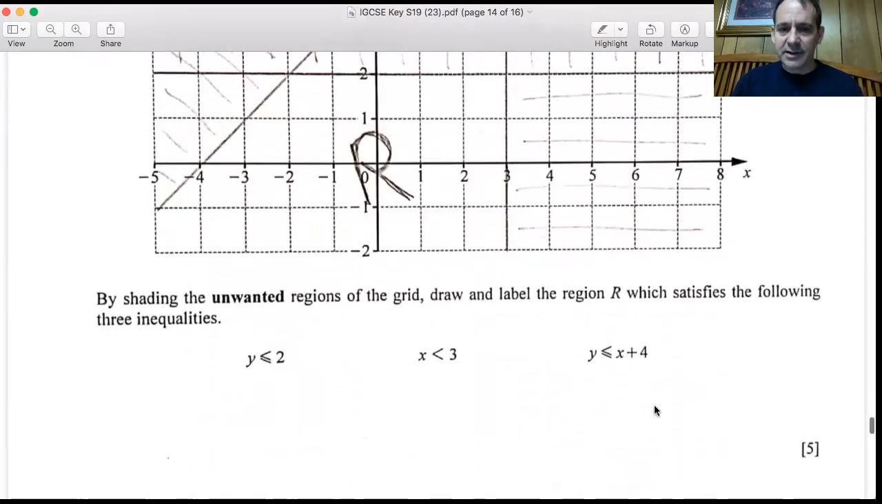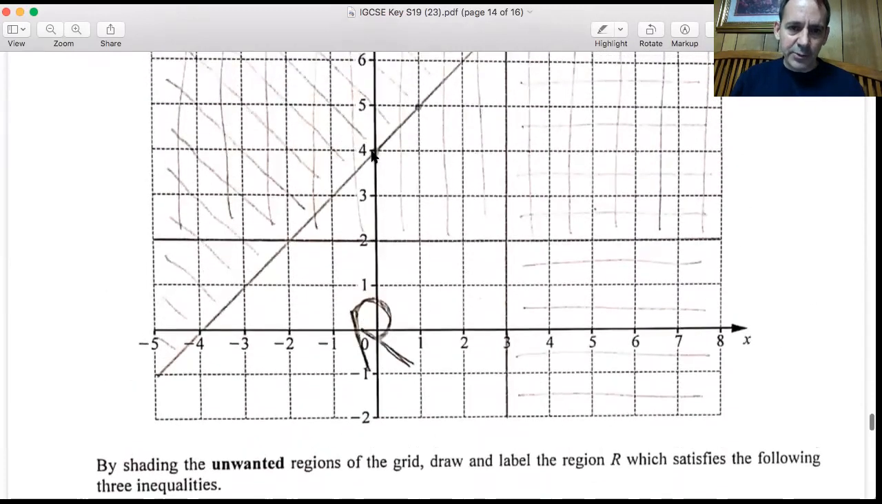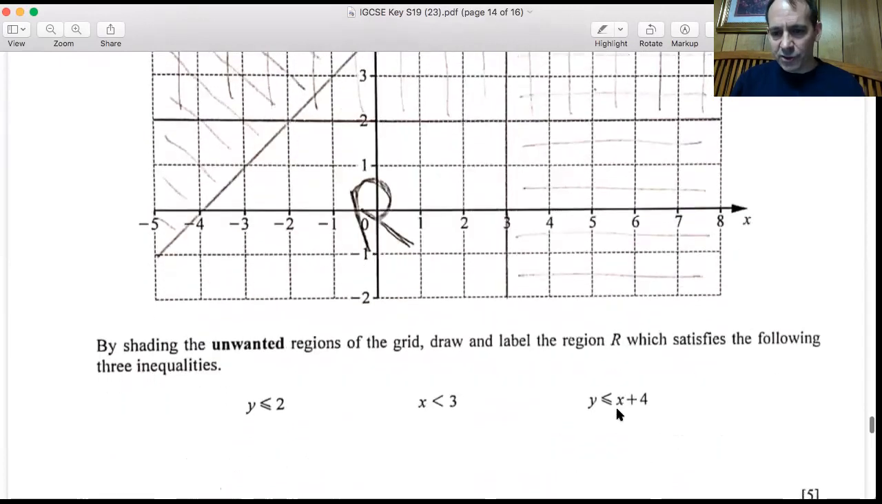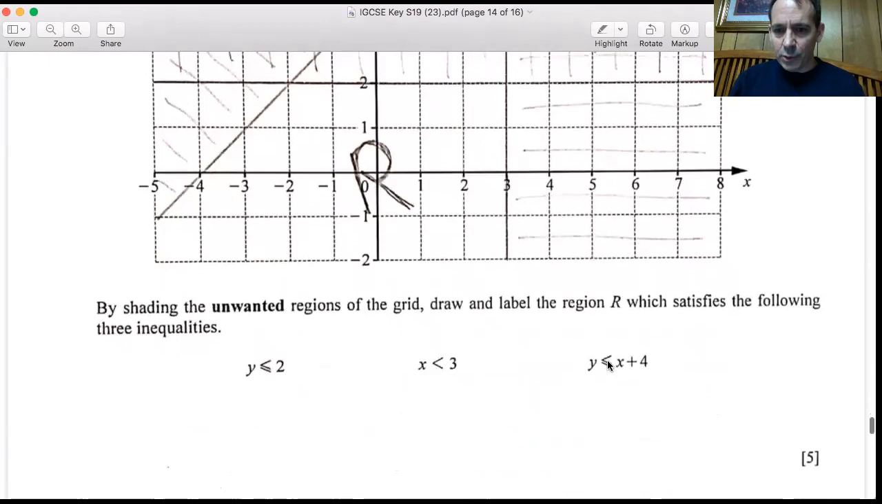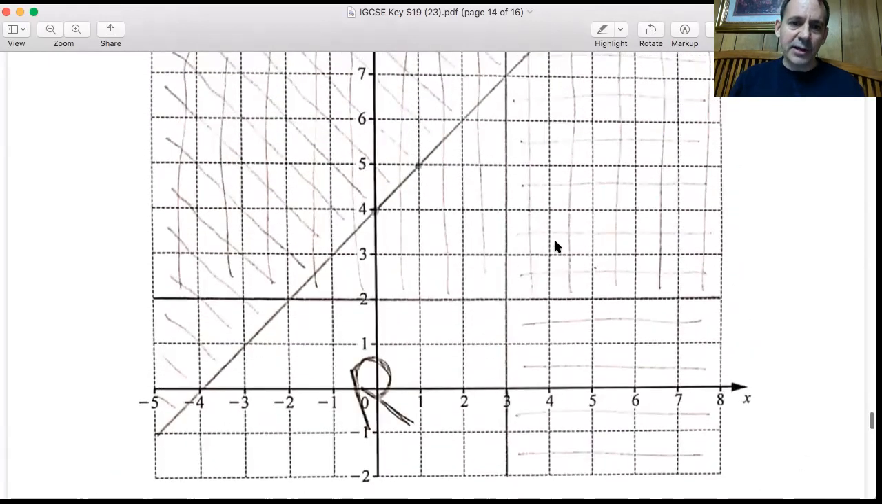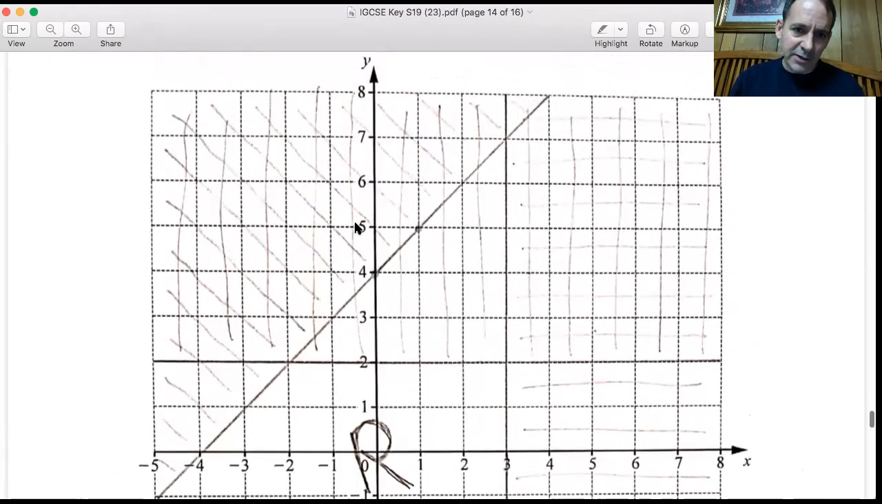Now we look at this y equals mx plus c, crosses the y-axis at 4. So that would be right here, put a dot, has a slope of an understood 1. So you go up 1 over 1, draw your line through those 2 points. And when you read it from the y, it says less than. So that means we don't want the greater than. So I shade all over there.